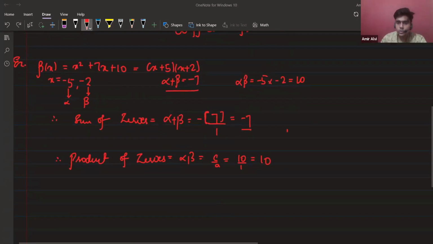So let's take one more example. This kind of question is given the zeros of the polynomial. We have to find the polynomial from the relation.